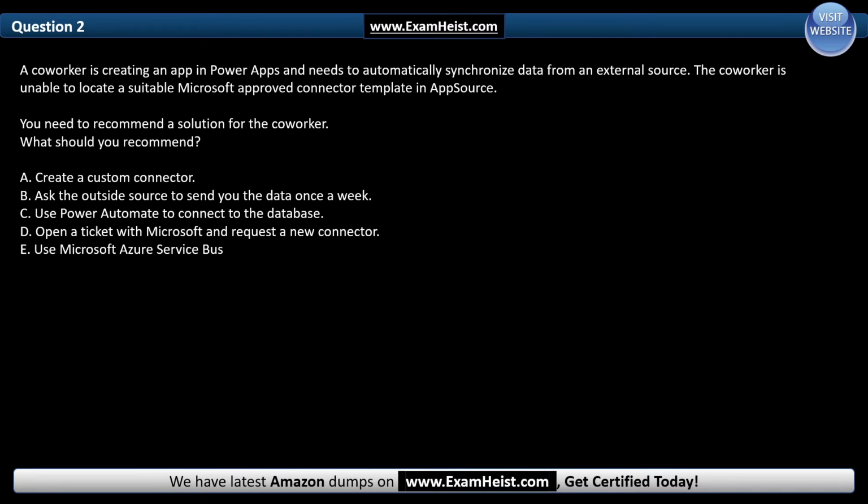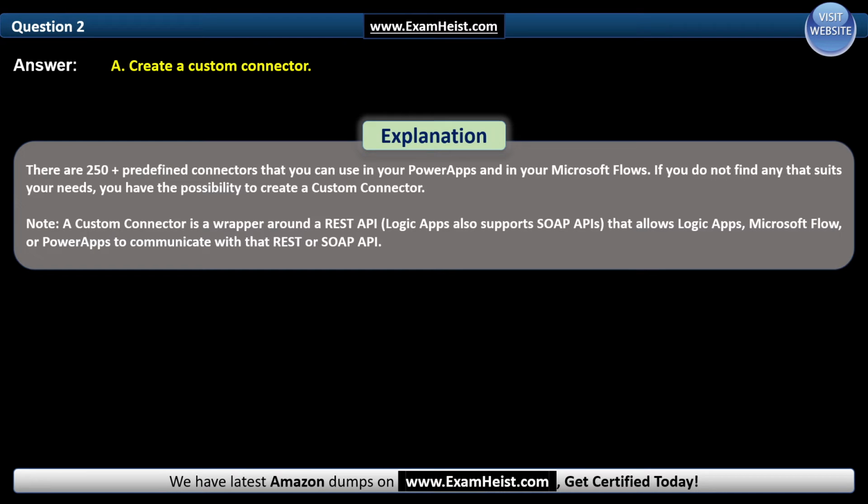The correct option is A. Create a custom connector. There are 250 plus predefined connectors that you can use in your Power Apps and in your Microsoft flows. If you do not find any that suits your needs, you have the possibility to create a custom connector. Note, a custom connector is a wrapper around a REST API that allows Logic Apps, Microsoft Flow, or Power Apps to communicate with that REST or SOAP API.